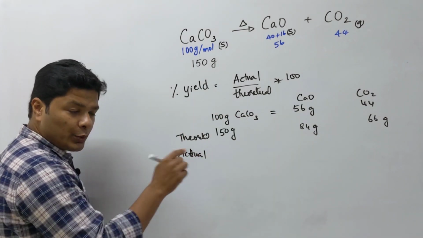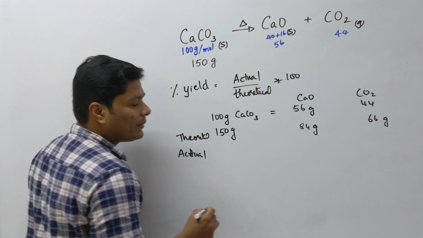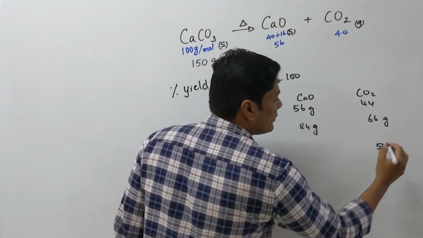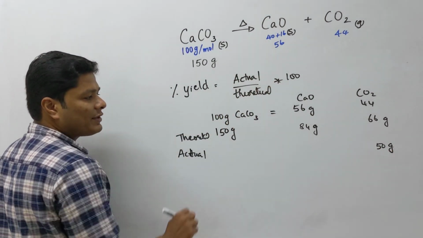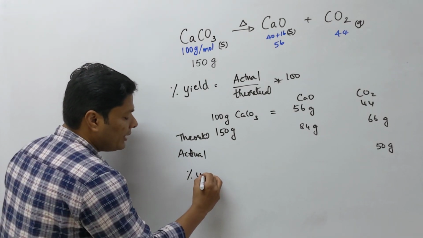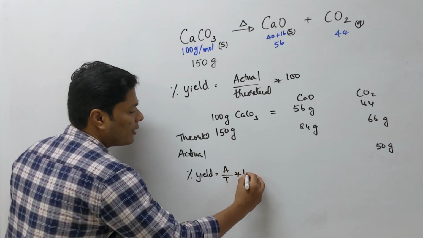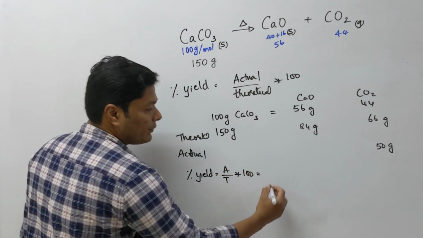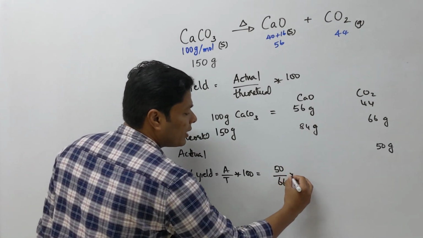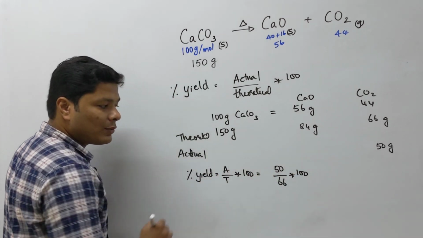தியரட்டிக்கலாக இவ்வளோ வந்திருக்கணும். ஆக்சுவல் வந்து அவங்க ஏதாவது ஒரு டேட்டா கொடுப்பாங்க. ஃபார் எக்ஸாம்பிள் ஐ கேன் டெல் யூ தட் ஆக்சுவலி ஐ காட் அபவுட் 50 grams ஆஃப் CO2. இது மட்டும் கொடுக்கலாம், இதை கொடுக்கணுன்ற அவசியம் இல்லை. வாட் இஸ் த percent yield? ஸோ percent yield is actual over theoretical times 100. அப்போ ஆக்சுவல் என்ன இருக்கும் எனக்கு 50 grams ஓவர் தியரட்டிக்கல் என்ன 66 வந்திருக்கணும் டைம்ஸ் 100. இதுக்கு நம்பர் கொடுத்தாலும் சரி, இதுக்கு நம்பர் கொடுத்தாலும் சரி, ஃபார்முலா ஒன்று தான், ஆன்சர் ஒன்றா தான் வரும்.